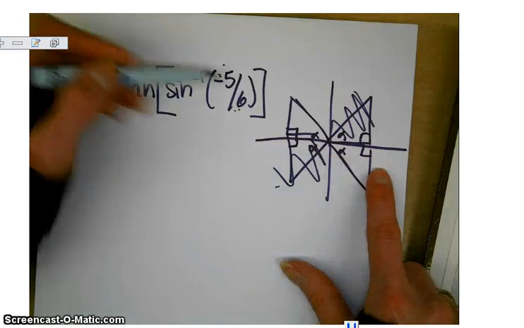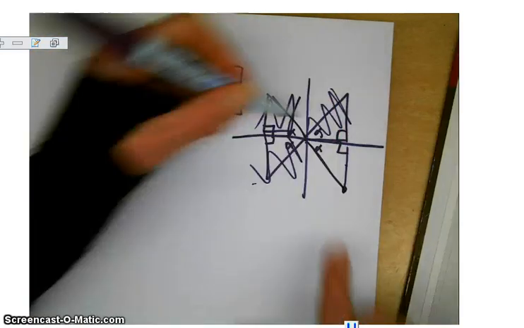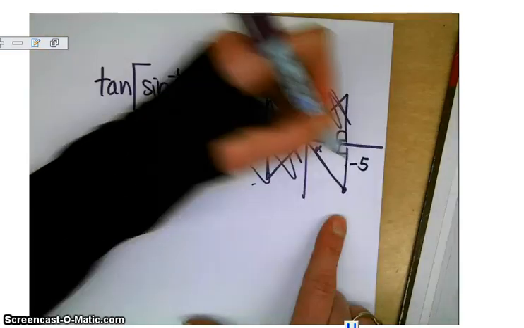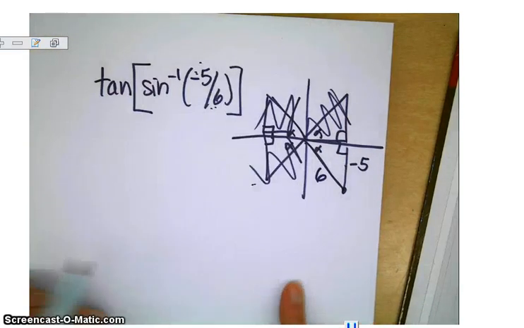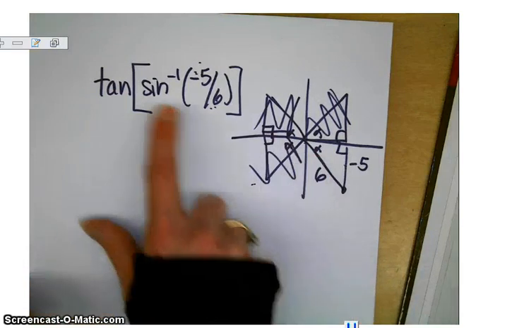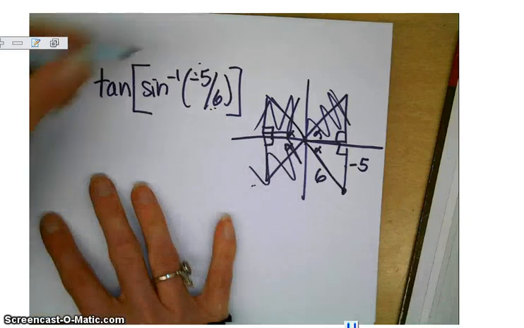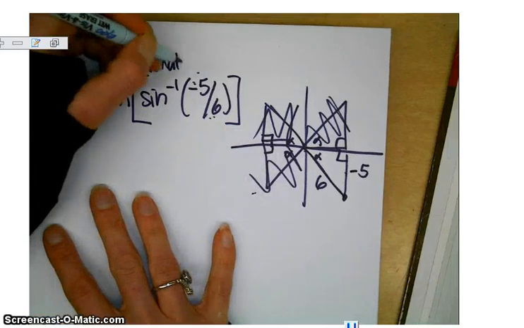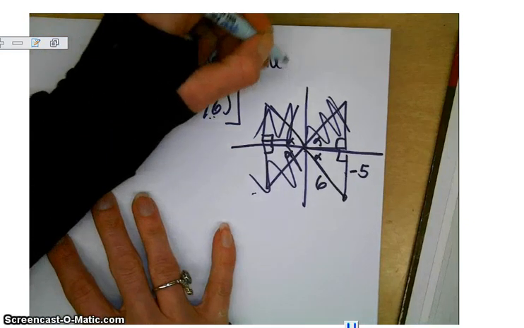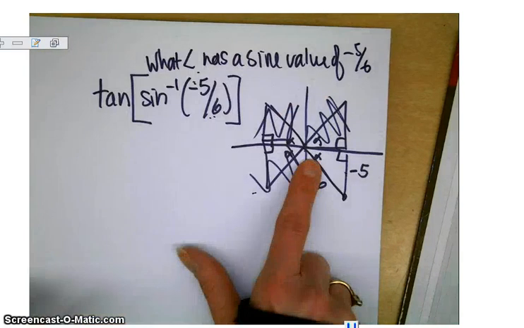Quadrant 4. Quadrant 4, right here. Someone said that a long time ago, didn't they? So this quadrant right here will have, this side is negative 5 and this side is 6. So this angle alpha right here has a sine that is negative 5 over 6. This is saying what angle has a sine value of negative 5 over 6? So alpha is the answer to that.